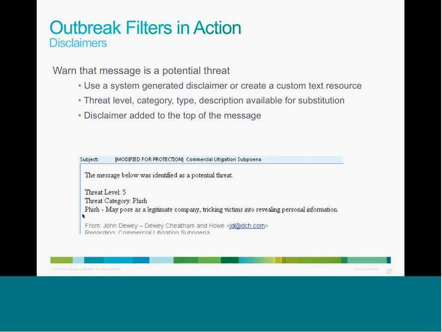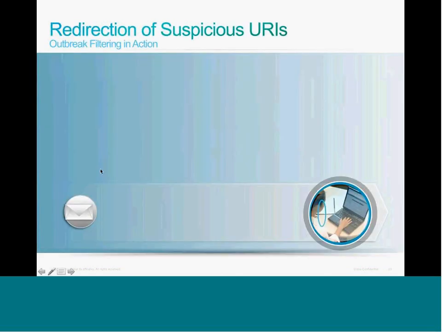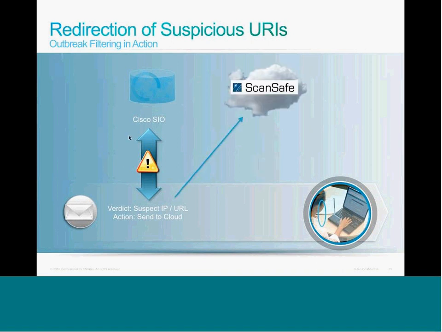Something I've recently introduced into the email solution is the ability to redirect suspicious URLs. So if there's a URL in an email, again, the security intelligence operation can provide dynamic information to the IronPort appliance, which will make the email appliance append the URL in the email with a link which will push the URL up to the ScanSafe cloud. ScanSafe is the cloud-based web filtering service within Cisco.